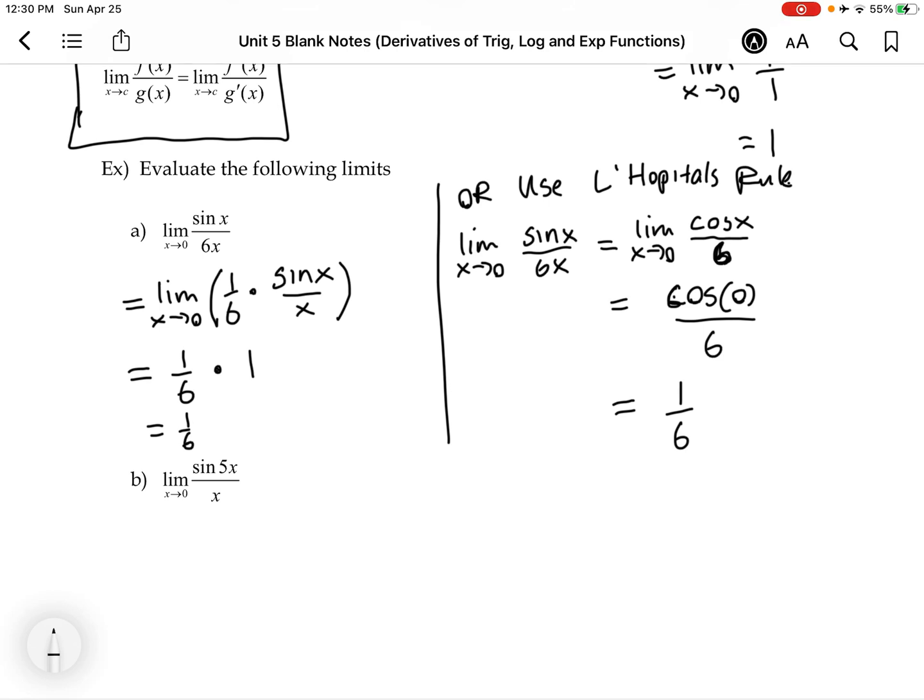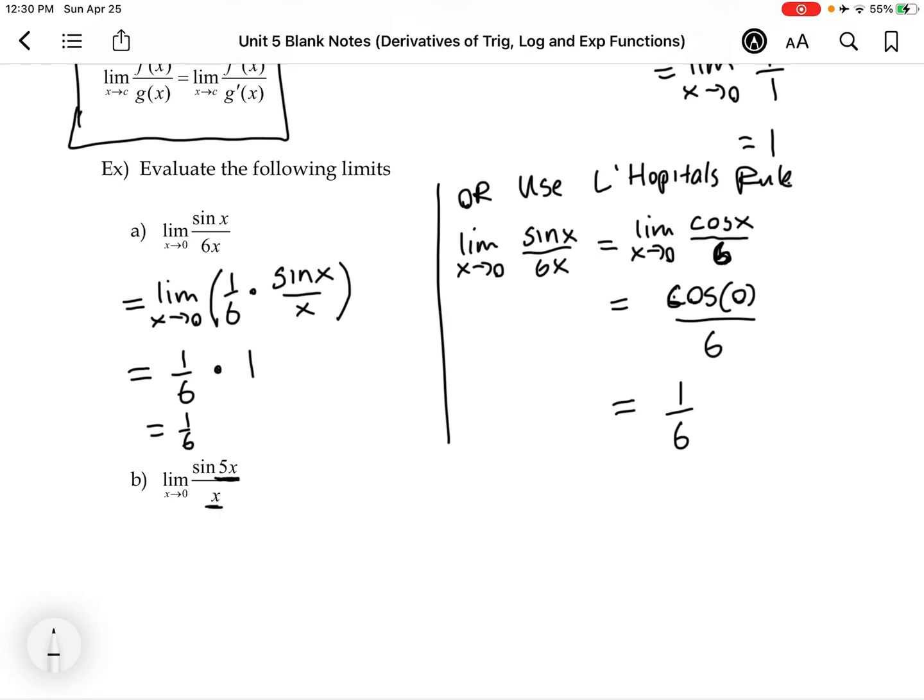So this next one, if we try to use that trick with sine of 5x over x, we can't really do that because it would have to be sine of 5x over 5x, right? Whatever's here must be the same as what's here. Those two have to match in order for that limit to be a 1.